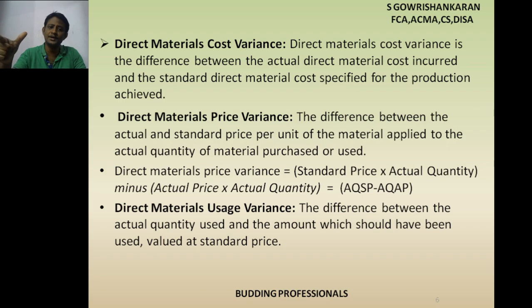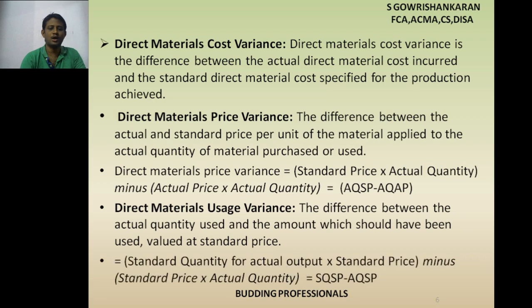Usage is related to quantity, price is related to price, then cost is related to both quantity and price, comparing both together in one element. Okay. Formula: standard quantity for actual output into standard price minus standard price into actual quantity. I'll have a separate flow chart for this. Anyhow, you just go through the formulas.